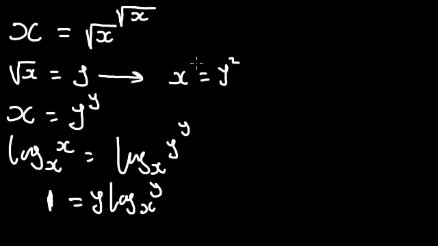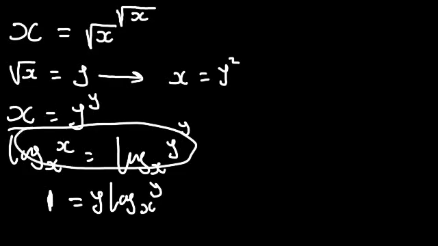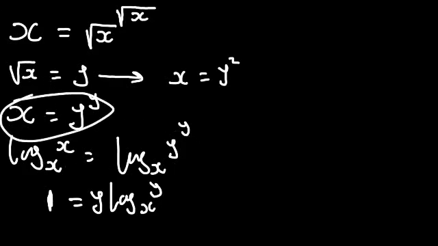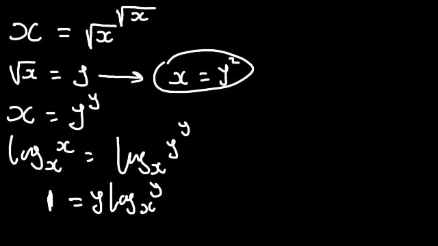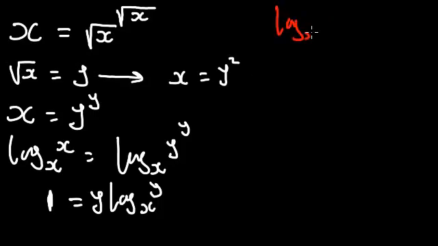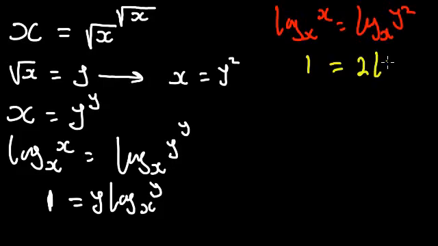Now, let's come back to this. Just as the way we took a log of both sides for this expression, let's do the same thing for this one. Taking the log of base x to both sides, we have log of base x of x equal to log of base x of y squared. Simplifying, the left hand side results in 1 clearly, and for the right hand side we will have 2 multiplying log of base x of y.